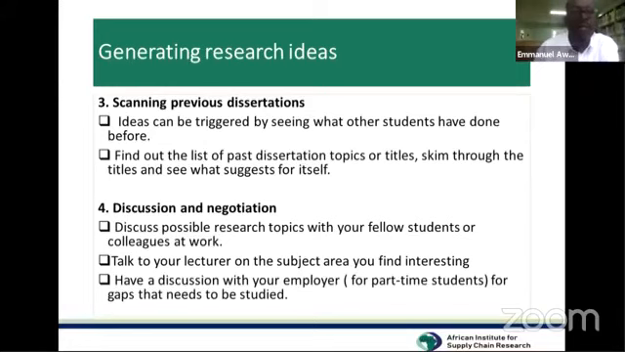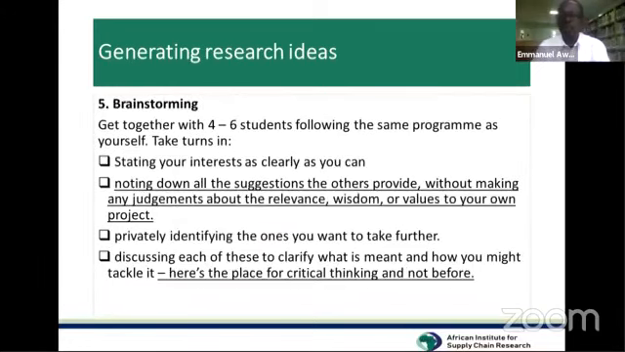Now, the brainstorming technique is also very popular, and the suggestion here is that possibly you come into a group of 4 to 6 students or individuals that are following the same program. Then you take turns. Number one, stating your interest as clearly as you can. And then number two, noting down all the suggestions that the others provide without at this time making any judgments, right? So you just pick them as they were. Then number three, privately identifying the ones that you want to take further, you know?